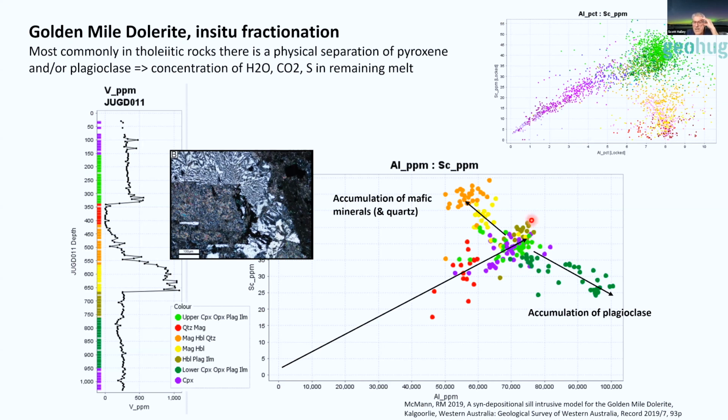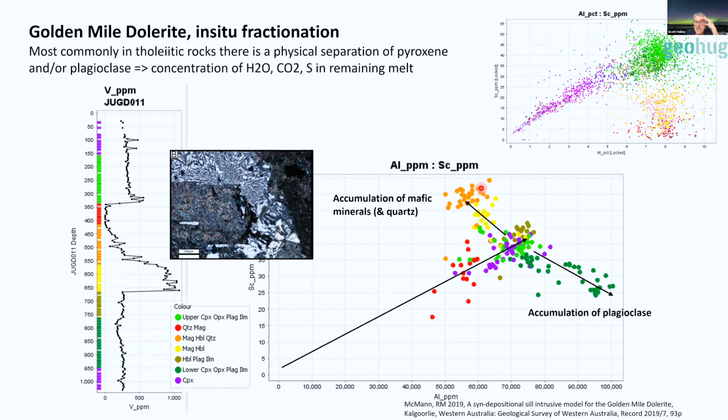But there's a section in here where there's a really high aluminium content and low scandium. And that's because these rocks are chock-a-block full of plagioclase. So this plagioclase-rich zone is down in here.